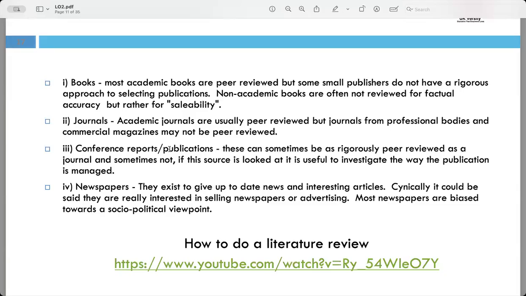Conference reports: these vary. Some are just as trustworthy as journals, while others are not. Always check how they are reviewed. Newspapers: while they are good for current events, newspapers often have bias and aim to sell stories, not always provide balanced facts.